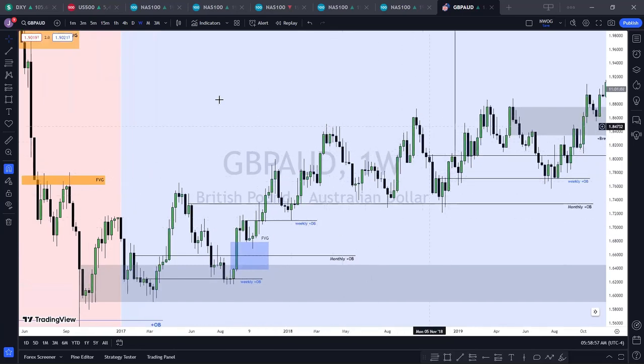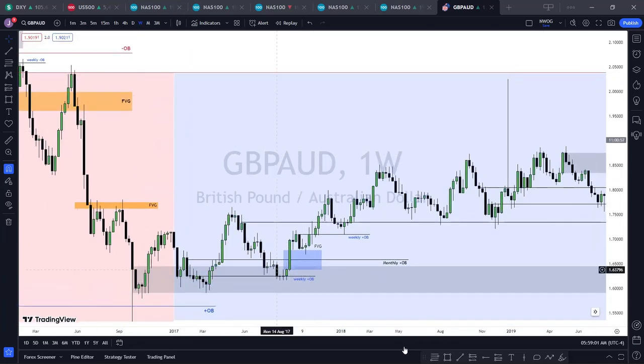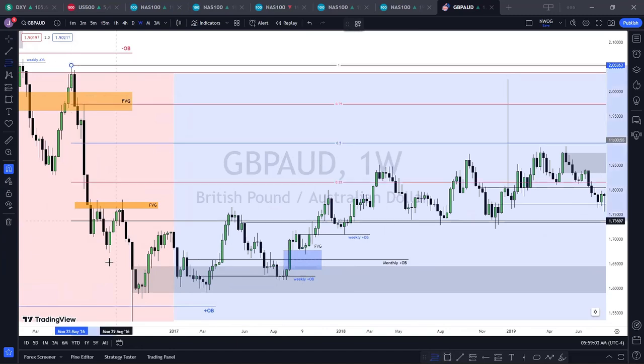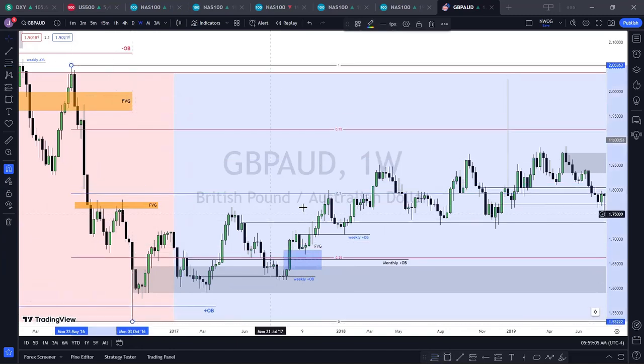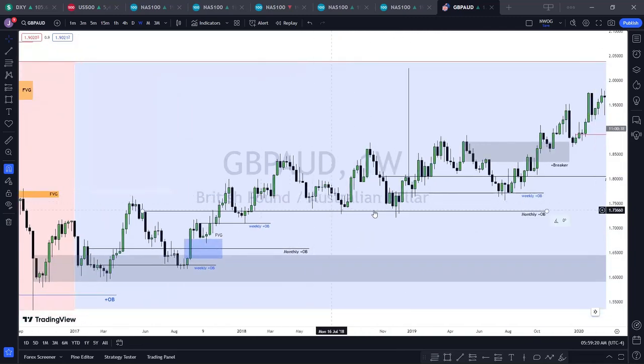You can expect price to range because why? This is equilibrium. So if you draw your fib from here, you see that this point here is equilibrium. Market tends to stall at equilibrium. Another thing to notice is that price is finding support where? In the monthly order block.